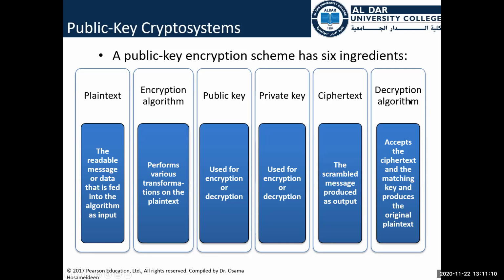We have the Feistel cipher. The Feistel cipher is easy because we are using the same algorithm for encryption and decryption. But here we are going to use different types of algorithms, one for encryption and the second one for decryption.